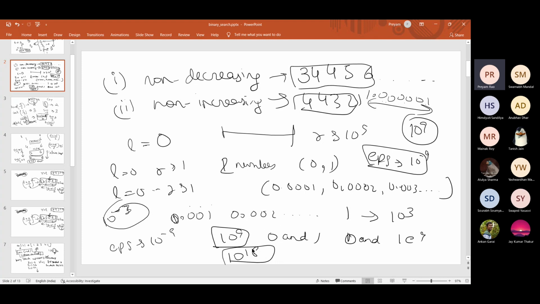Now there are 10 power 18 integers, and what would the time complexity be now? It would be log of 10 power 18, right? Instead of log of 10 power 9. Is that clear? Yes. Okay. Any other doubts?